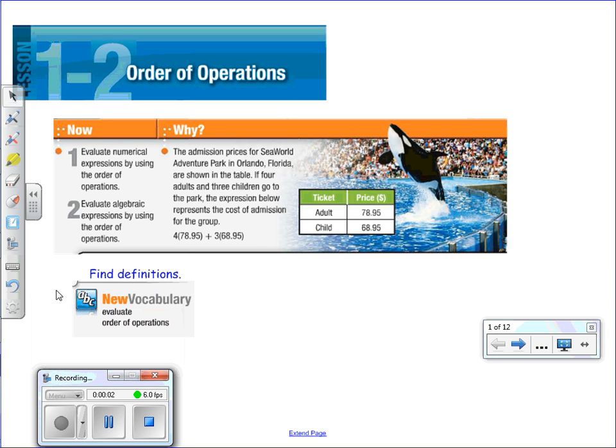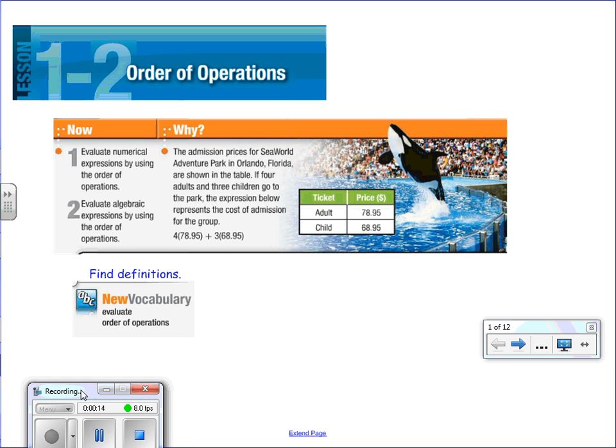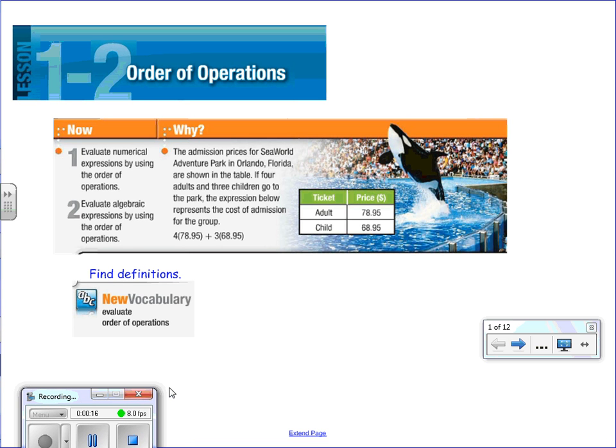Hi guys, this is section 1-2, and we are going to be talking about order of operations, something you have been hearing about for a few years. Your challenge will be that these may be a little more difficult expressions. We're going to be looking at algebraic expressions and numerical expressions. These might be a little more challenging than what you've had before.